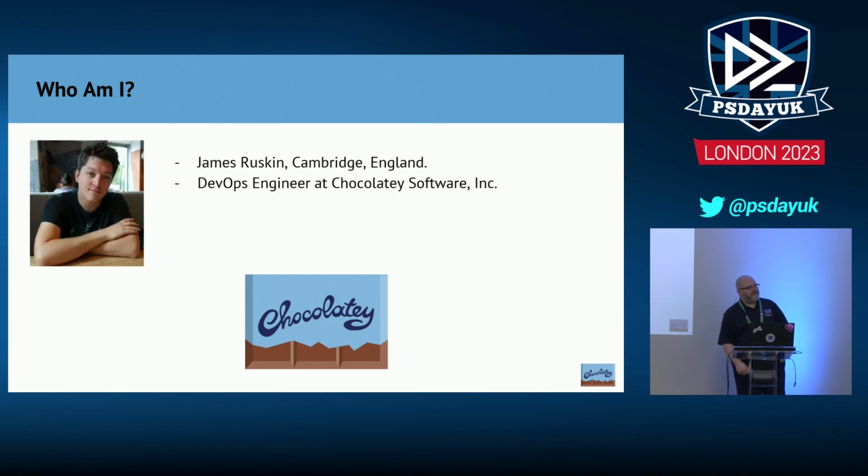James. I'm James Ruskin. I'm just up the road from Cambridge, and I'm a DevOps engineer at Chocolatey Software, working in Paul's team.